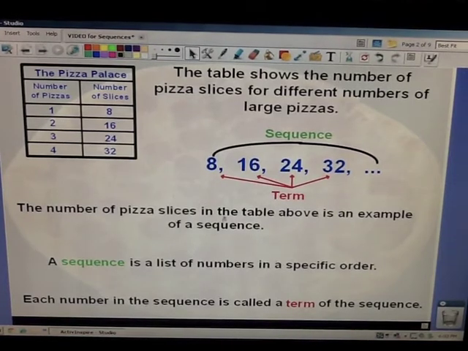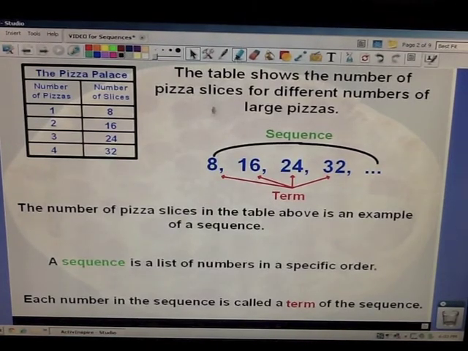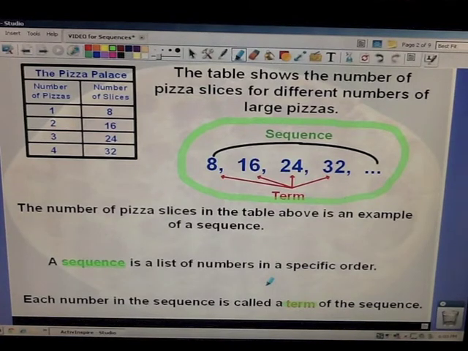Make sure you get all of this in your notes. You especially need to write this down, what I've circled. You need to write what a sequence is and what a term is. Again, if you need to pause the video to catch up, please do so.